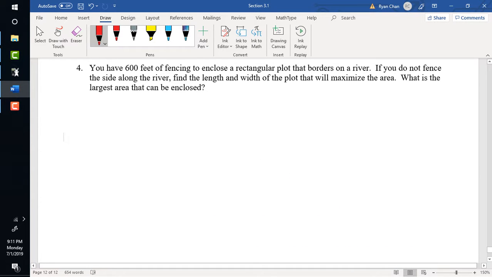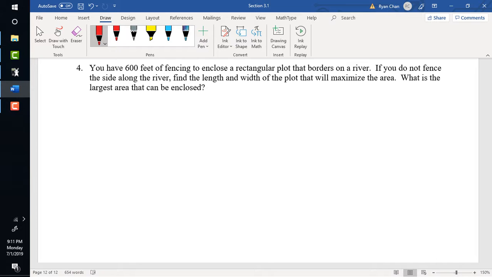So it says the following. It says you have 600 feet of fencing to enclose a rectangular plot that borders on a river. If you do not fence the side along the river, find the length and width of the plot that will maximize the area. Okay, let's do the first part first, because I know there's two questions. I'm not going to answer the second question yet.